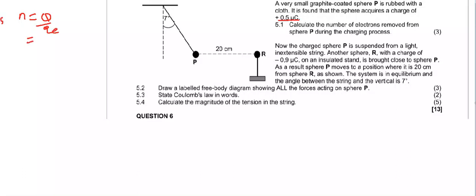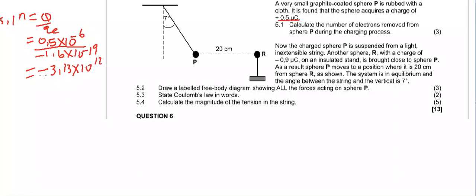Now let's substitute. Let's substitute 0.5 microcoulombs, times 10 to the power negative 6, divided by Qe, which is a constant, minus 1.6 times 10 to the power negative 19. Then we use the calculator. So on the calculator, the answer is minus 3.13 times 10 to the power 12.